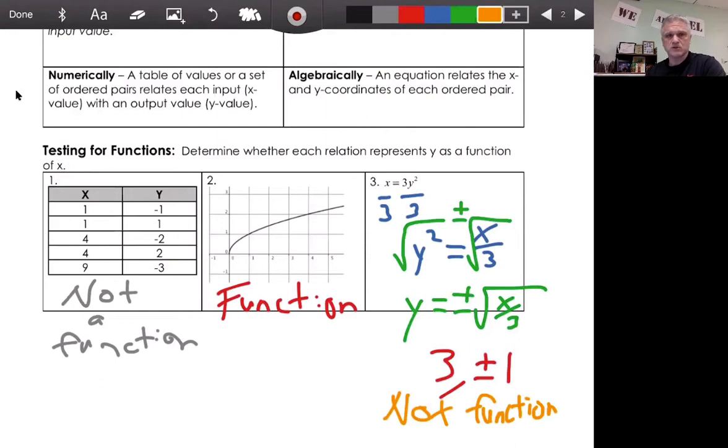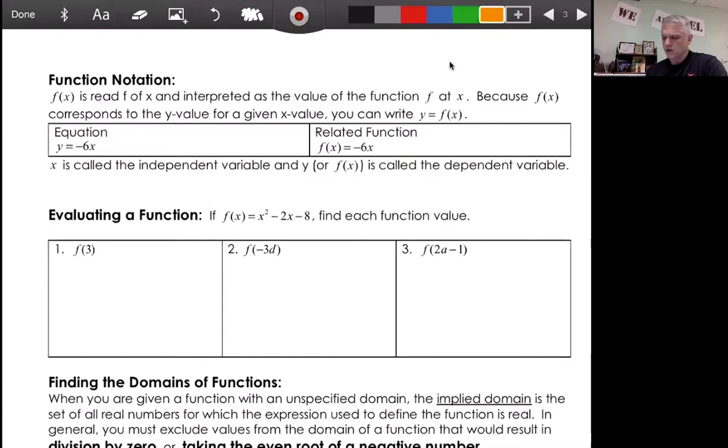Let's look at the next. Okay, so on this page, we are looking at function notation. I believe we've at least looked at f of x. I believe in Algebra 2, you were introduced to f of x. F of x is just an elegant, classy way of replacing y. So f of x, a function of x. Instead of saying y equals mx plus b, you could say f of x equals mx plus b. So f of x is read f of x. It's not f multiplied by x.